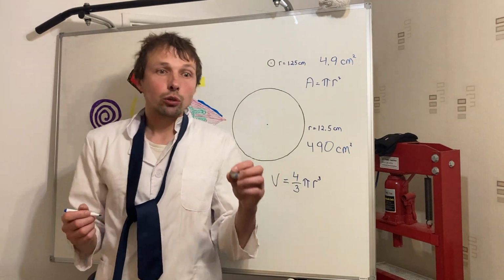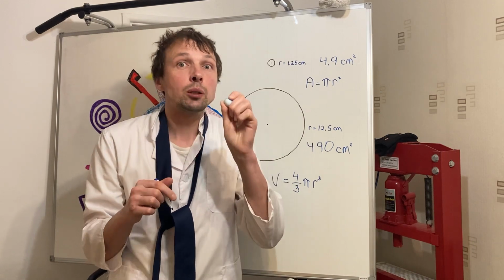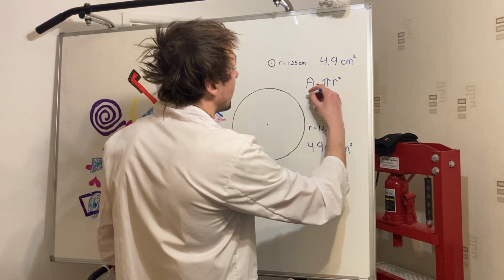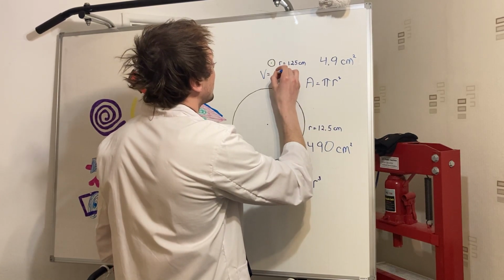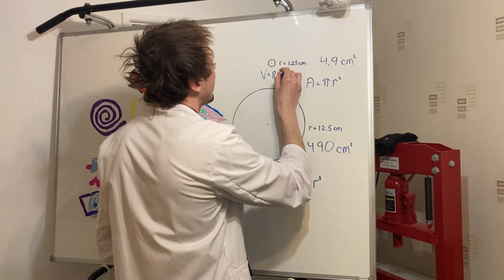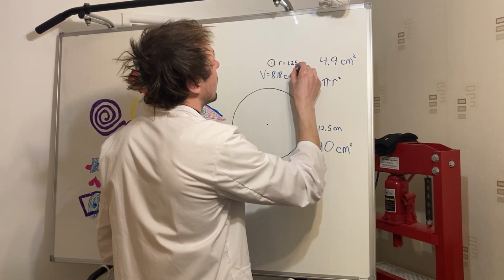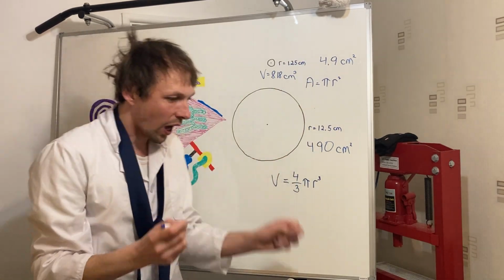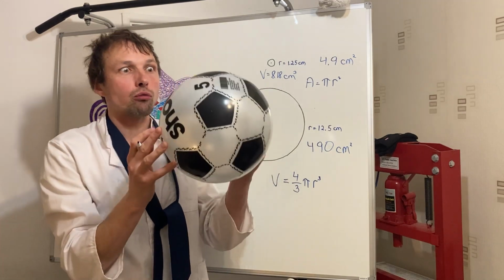And after a quick calculation, I found out that the volume of this little ball is 8.18 cubic centimeters. So I'm going to write it here, probably here. Volume equals 8.18 cubic centimeters. So now I am super curious to find out what is the volume of this massive ball.